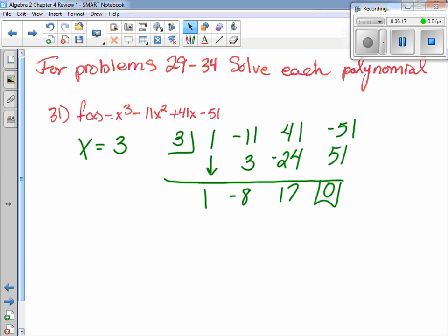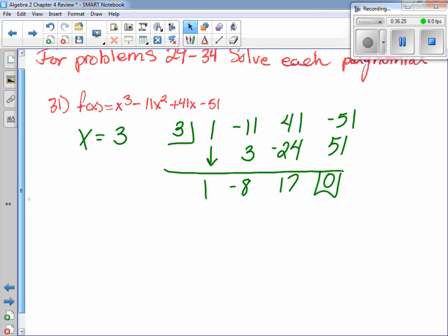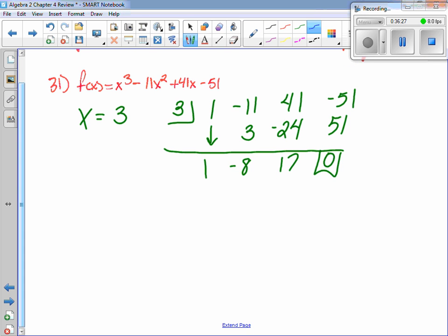Now, we knew the remainder for this is going to be 0, because when x is 3, the function is equal to 0. It is a factor, so it should be 0. But what we know about this now is this here is a quadratic. This here is our remainder. 17 is the term without x. Negative 8 is the term with x, and 1 is the term with x squared. So what we have left over is x squared minus 8x plus 17.